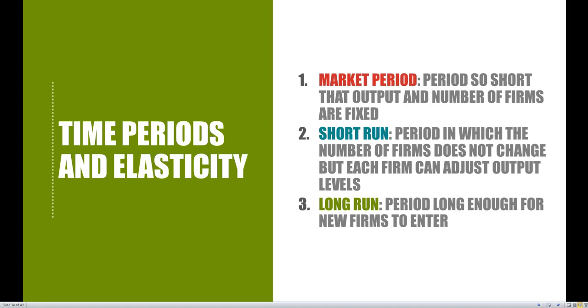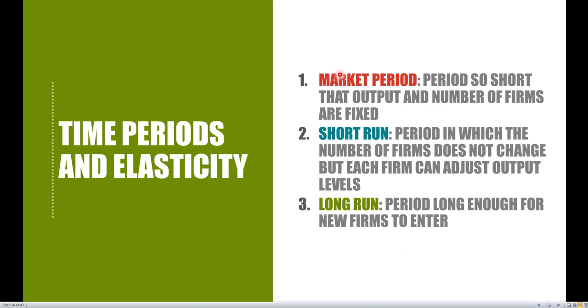And then the longest time period we take a look at is going to be the long run, a period long enough for new firms to enter and also for firms to actually exit out of the industry. So all of our main macroeconomic variables in the long run are going to be seen as flexible. So we can adjust the number of firms, and exactly how much output each of those firms wants to bring out to the marketplace or economy, we can adjust that as well.